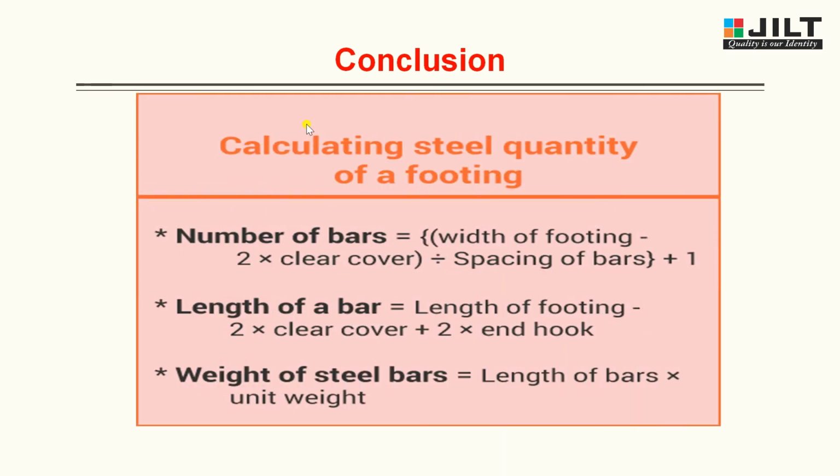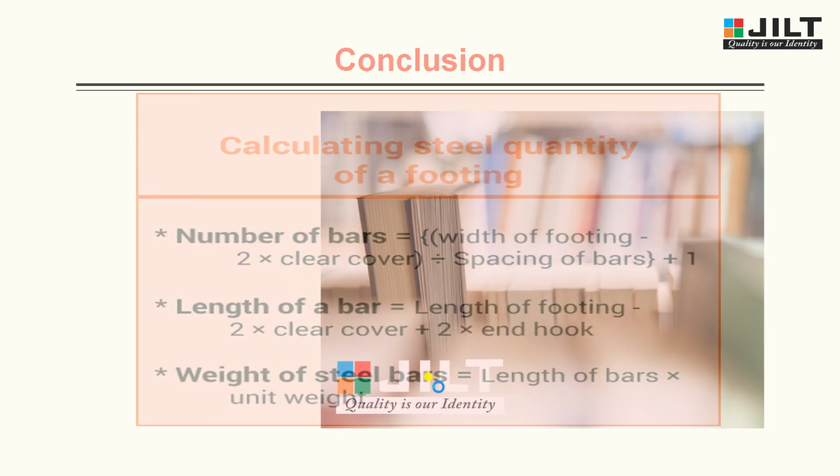So these are the 3 steps we have calculated: first the count, then length, then weight. This is the conclusion of what I have discussed in the analysis with an example, calculating steel quantity of a footing. I have used 3 formulae here. Number of bars is width of footing minus 2 into clear cover, divided by spacing of bars, plus 1. The second important formula to remember is length of a bar equals length of footing minus 2 into clear cover plus 2 into end hook. Last but not the least, weight of the steel bar is length of bars into unit weight.